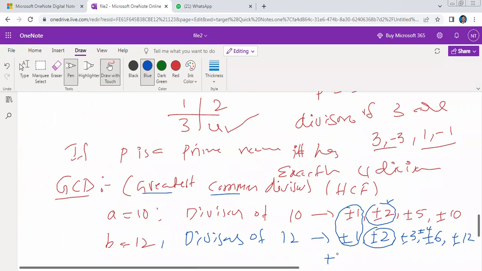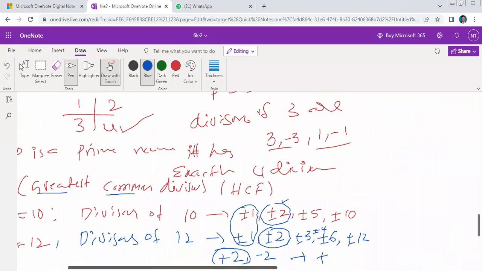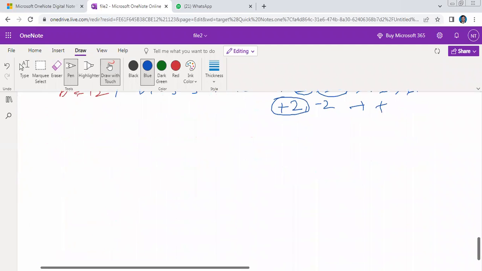Going deeper, between +2 and -2, which is the greatest one? Yes, +2. So +2 is the greatest common divisor. Therefore, GCD of 10, 12 is equal to 2. Very simple. Find the common divisors, and the greatest among them is called the greatest common divisor.